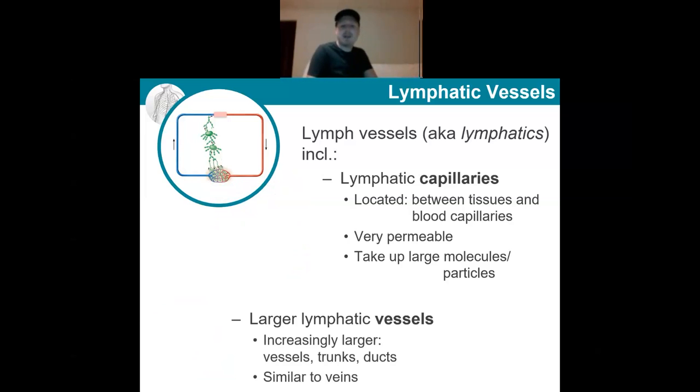Well, what we see with the lymphatic vessels is that they grow bigger and bigger and bigger, as we've seen elsewhere with the veins and arteries as well. So we have vessels, we have trunks, and then we have ducts. So they're bigger, bigger, bigger as we move on closer to the heart.